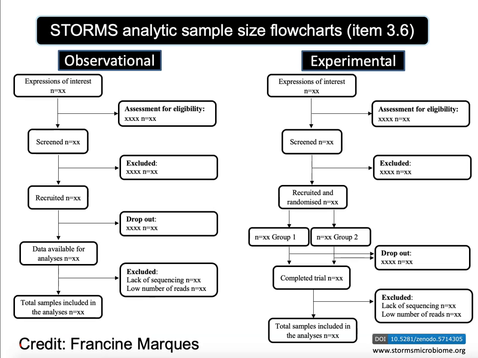Also accompanying the checklist, and this is a figure in the paper, I want to call out this very nice analytical sample size flowchart, which is credit of one of the organizers of this workshop, Francine Marquez, who developed these super useful flowcharts that really are applicable not only to microbiome studies, but to any observational or experimental study that involves the recruitment of subjects and some dropout along the way. So you're free to use this. I highly recommend using it in any such relevant study.